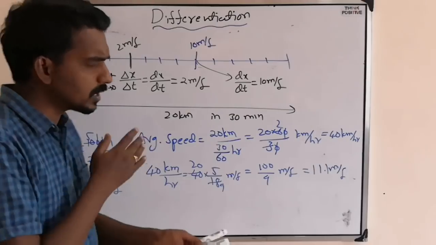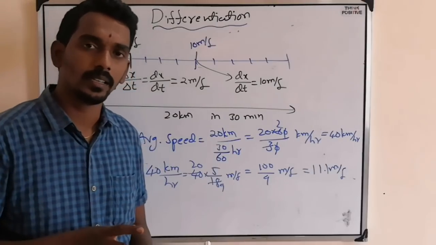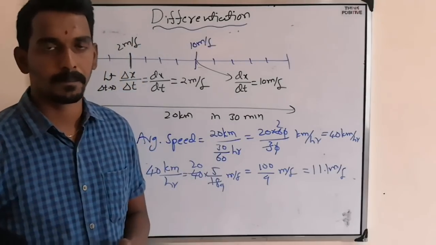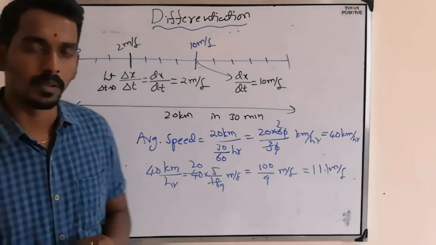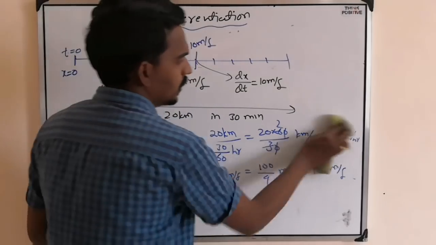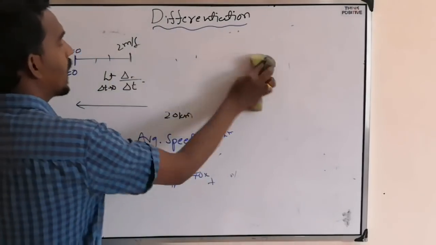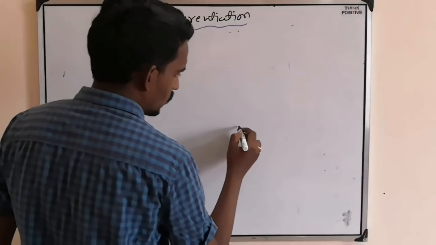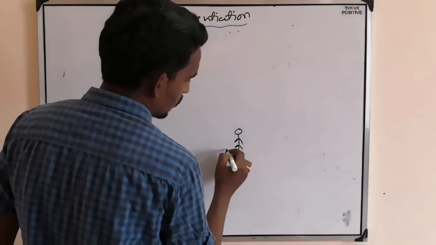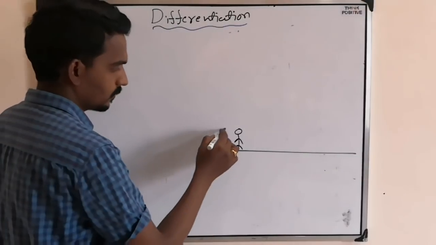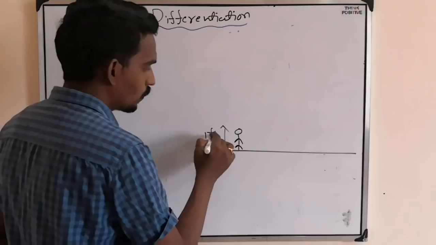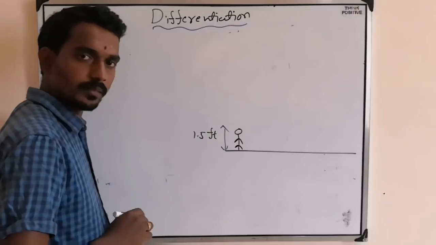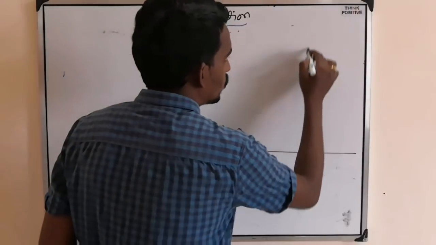So for every quantity, not just speed, there is one average change and one instantaneous change. Let me give one more example. Consider your height. Suppose you were born at about 1 foot, or 1.5 foot, something like that.